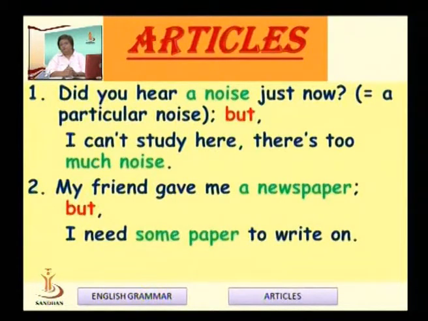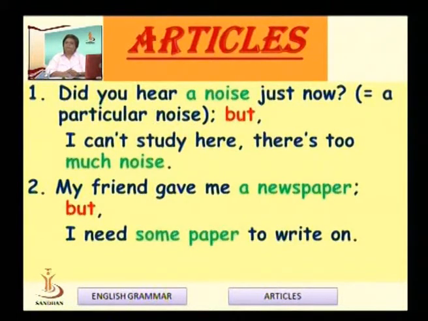But look at the sentence after that. I can't study here. There's too much noise. I cannot say there are too many noises. That is not allowed. So in sentence 1, the first example was noise as a countable noun. The second example was noise as an uncountable noun.